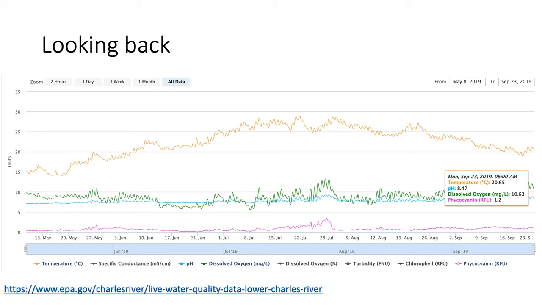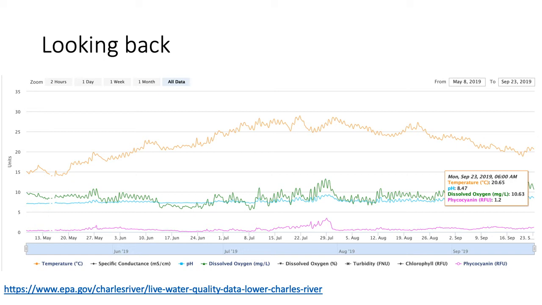If you're interested, you can go to this website, and they have also the Massachusetts standards that you can compare these numbers to, for some of them anyway. The most recent reading that they had was from Monday, September 23rd, which was last week, and you can see that the pH was around 8.5, which is similar to what you guys measured. The dissolved oxygen that they had was around 10.5, which is a little bit higher than what you guys had, but again, it changes, we know, based on the temperature and the day.